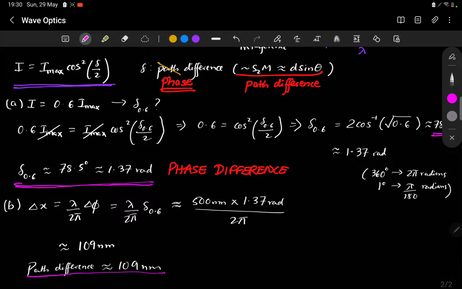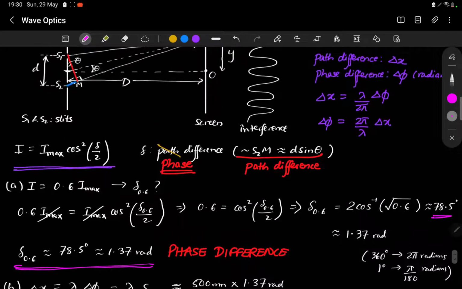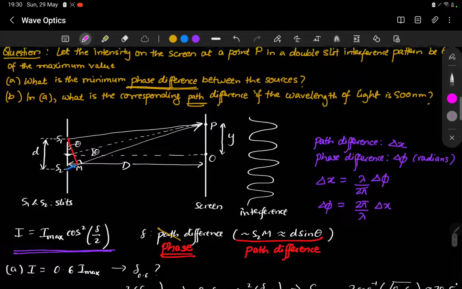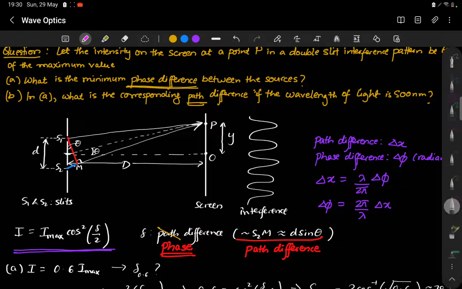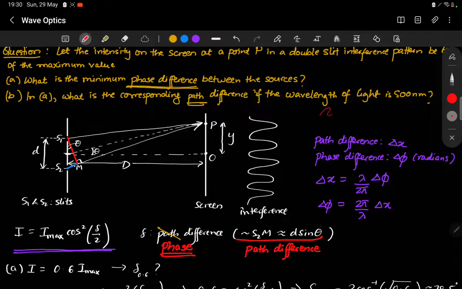Just to recap, this question was based on phase difference and path difference, and I made a mistake in the beginning between phase difference and path difference, so one needs to be extremely careful with these two terms. Phase difference and path difference are indeed proportional to each other, and they are related as given over here, but they are different.